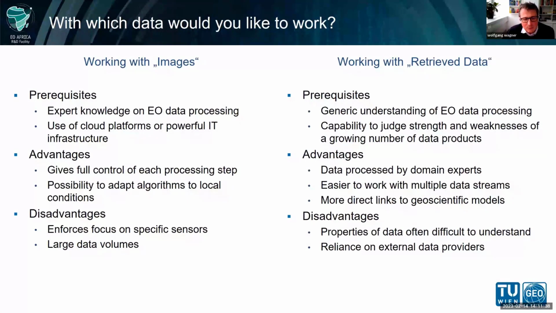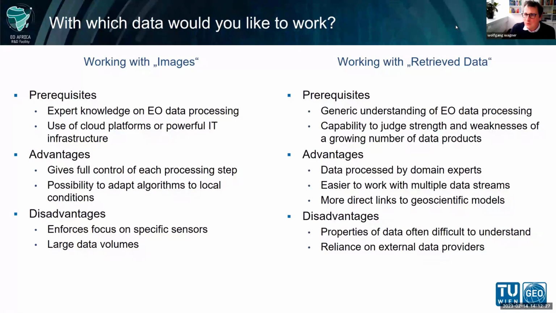A disadvantage of that approach is that it enforces a strong focus on specific sensors, because in theory, it sounds nice that people say, well, you can use all data. You can use data from Landsat, from Sentinel-1 and Sentinel-2, you can use PALSAR and whatever. But in the end, each of these sensors has its peculiarities, and using each sensor requires some expert knowledge. So yes, in principle, you can use all the sensors, but it requires quite some work for you to get into each sensor, get the data, and prepare them such that you can use it. And of course, with this approach you typically have to deal with large data volumes. So working with level 1 data is not easy.